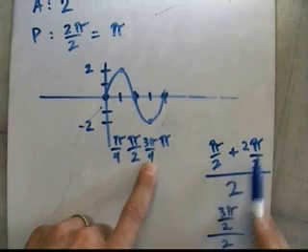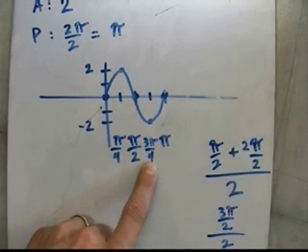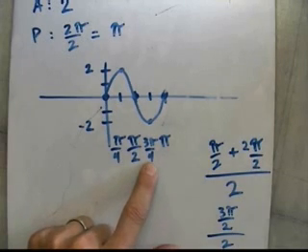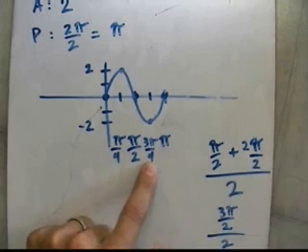Because if I add these together, I get 3 pi over 2, and then I got to cut that in half. So is it always going to be 3 pi over something? Nope. If you pick a 7, it'd be gross. But that's okay. We'll try that one.